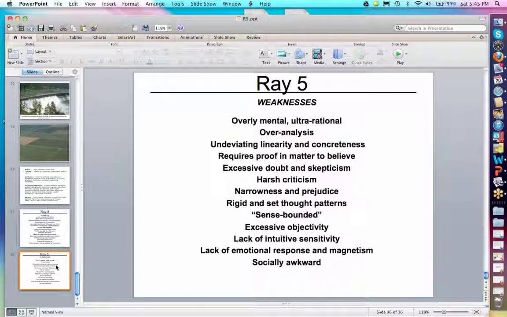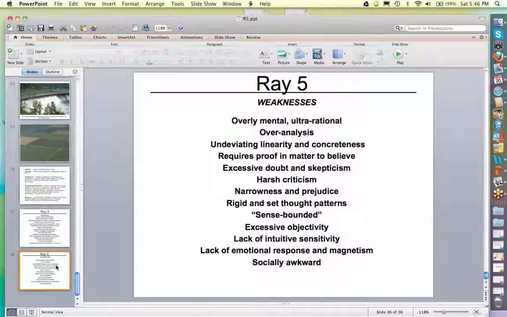Overly mental, ultra rational. They can analyze something to death. Undeviating linearity and concreteness. Some fifth ray types have a hard time with abstract sciences, or even dealing with esoterics, which tends to be abstract, right? They require proof in matter in order to believe. They might have excessive doubt and skepticism, be harsh and criticize. We tend to think of them as having narrow and prejudiced points of view, and they may not be that open to anything that doesn't fit into that narrow and prejudiced perspective.